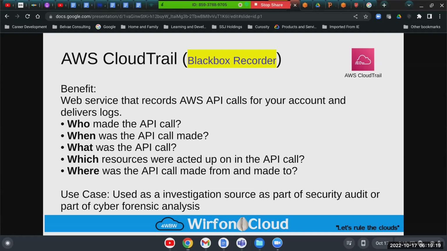Let's say you have an API. API stands for application programming interface. An API is a gateway that allows AWS to contact services which are inside the AWS network. CloudTrail gives you a log in which you can detect what was requested, when a call was made, what resources were acted upon, and where the API request was coming from. Again, I put another use case there as to why that's important.